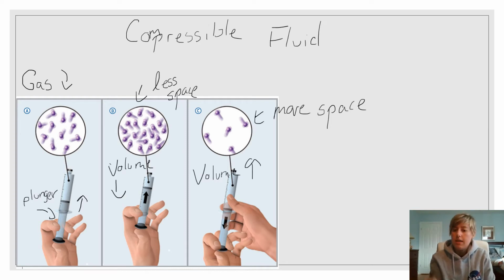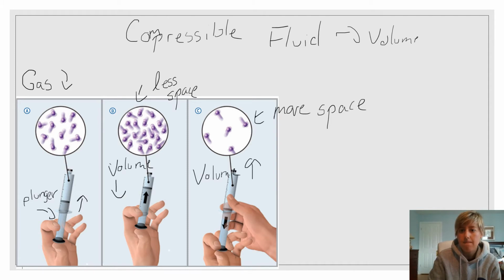And you also have to realize that the amount of space between my gas particles will affect how much my gas particles hit each other. If I have less space, my gas particles are hitting each other all the time because there's not a lot of place for them to move. If I have more space, my gas particles are more spread out, so they're less likely to hit. So anything that is considered a compressible fluid means that the volume can be changed.